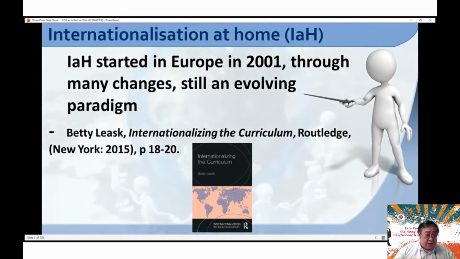All right, so internationalization at home is not a new concept, right? Abbreviated as IH, okay? It started in Europe back in 2001. That's about a quarter of a century ago, through many changes, but it's still an evolving paradigm. So in other words, it's not a rigid definition, but over time, it has evolved over different types of meanings as well. But basically, it's about carrying out some kind of internationalized activities while remaining on campus in the local university.